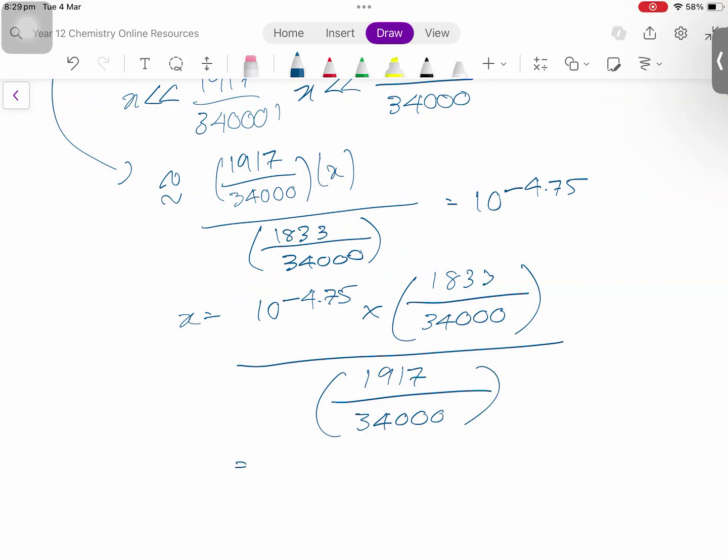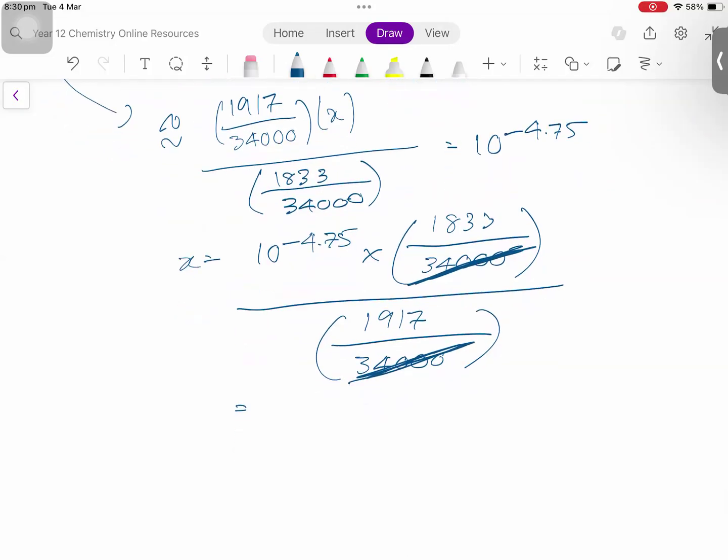What do we get for x? Now just check the maths, guys. If you have a look at this quickly, you don't have to put the 34,000 in your calculator. The common denominator cancels out. Yeah. So you can just do 10 to the minus 4.75 times 1833 divided by 1917. Because the denominator will cancel out the 34,000. x is 1.7 times 10 to the minus 5.